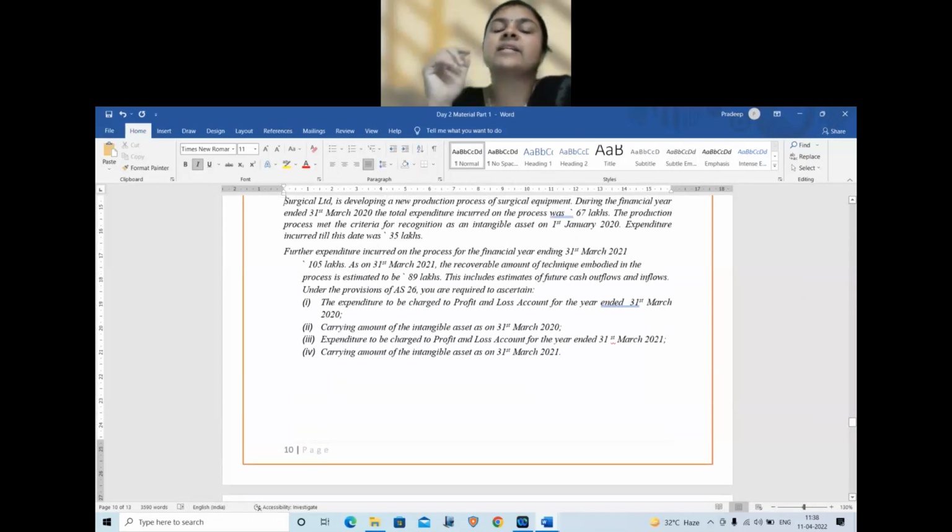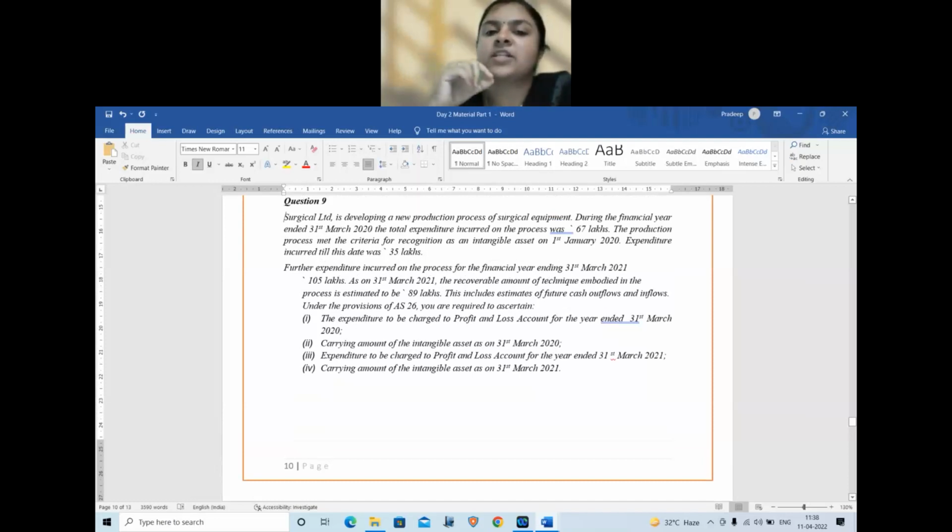Surgical Limited is developing a new production process of surgical equipment. During the financial year ended, the total expenditure incurred was 67 lakhs. The production process met the criteria for intangible on 1st January. Expenditure till 1st January was 35 lakhs. Further, expenditure incurred on the process for the financial year ended 31st March is 105 lakhs.